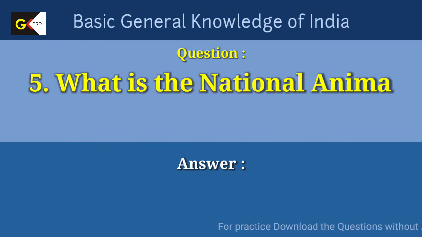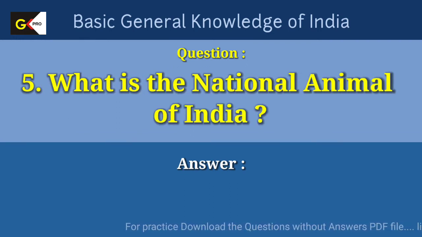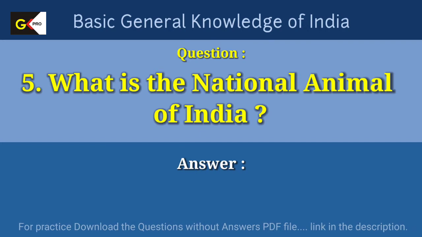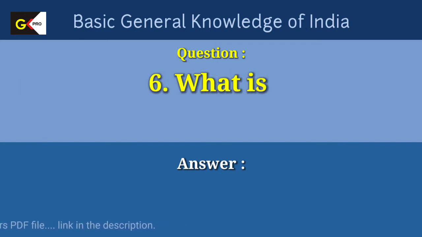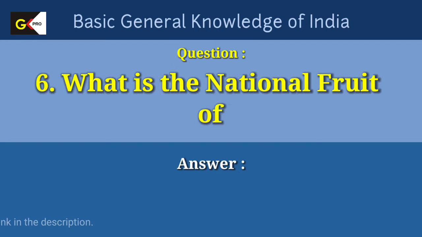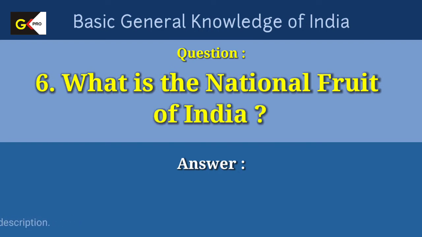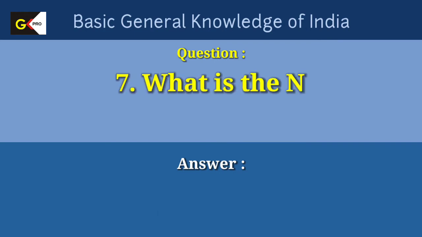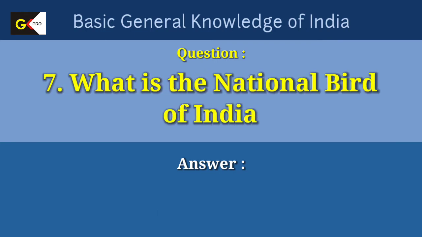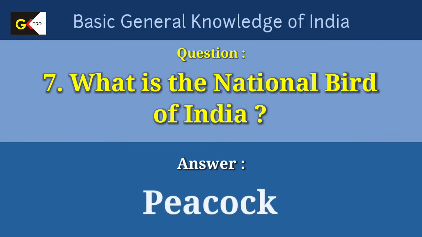Fifth question. What is the national animal of India? Answer is tiger. Sixth question. What is the national fruit of India? Answer is mango. Seventh question. What is the national bird of India? Answer is peacock.